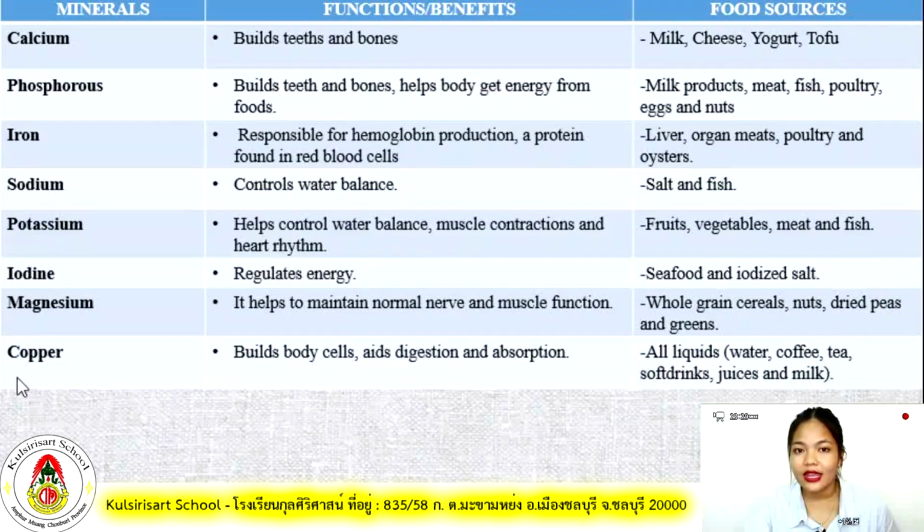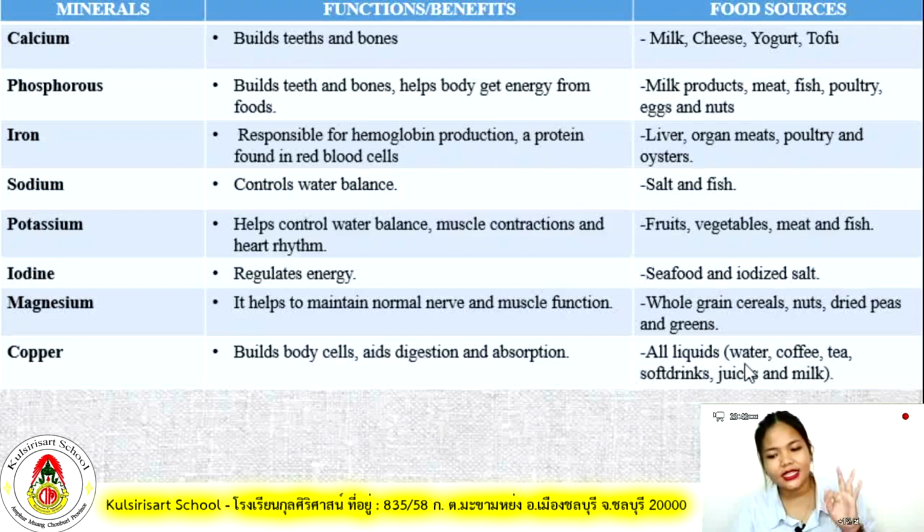And the last one is copper. It builds body cells, aids digestion, and absorption. It can be found in all liquids like water, coffee, tea, soft drinks, juice, and milk.